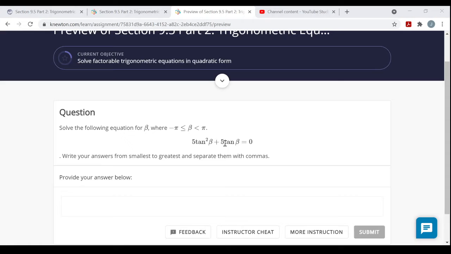The equation is 5 times the tangent of beta squared plus 5 times the tangent of beta equals 0. They only want the values of beta that make this true and are between negative pi and positive pi, but not including positive pi. So let me write this on some paper.